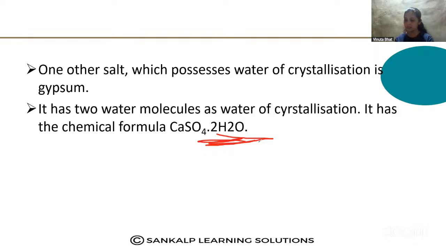Just write down in the comment box. How many water of crystallization are present in the gypsum, that is calcium sulfate, CaSO4 2H2O. Not 10. Yes, 2. Very good. Not 4. 2 is the correct answer. Two molecules of water of crystallization are present in the gypsum.